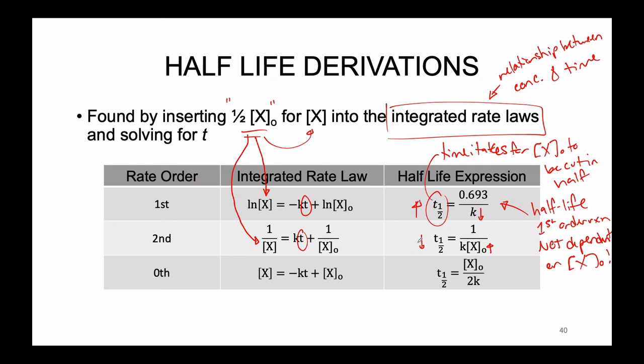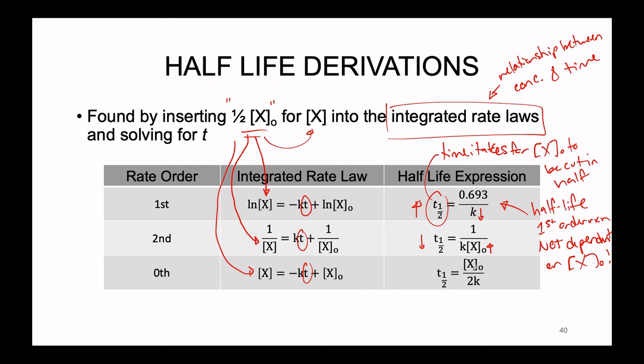Last but not least, if we take this 1/2 of initial concentration X and plug it straight in for concentration of X in the 0th order integrated rate law equation, rearrange and solve for T, this is going to give us the half-life equation for a 0th order reaction, where there is also a dependence on the initial concentration of your reactant, but it's in a different place now.